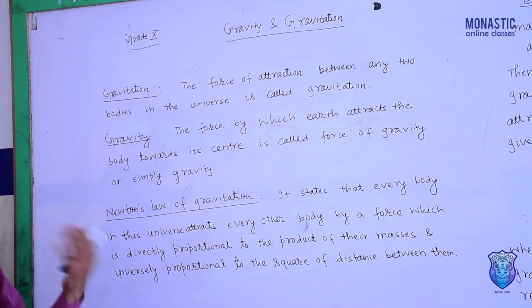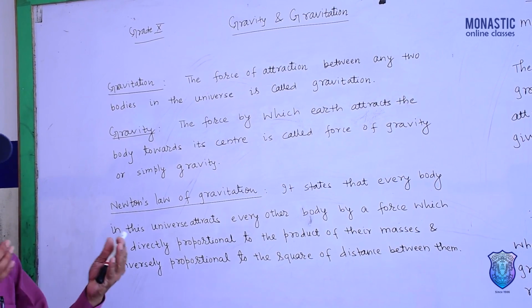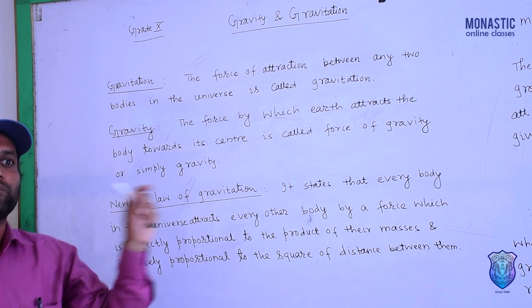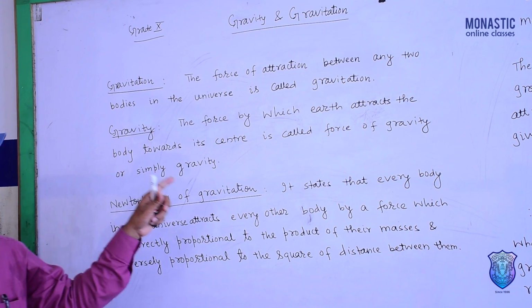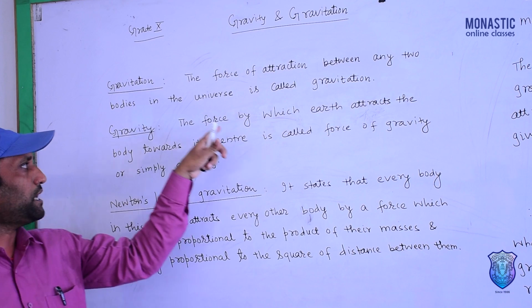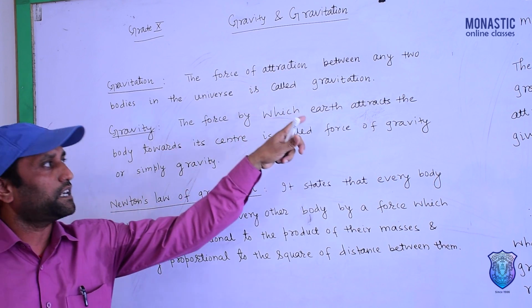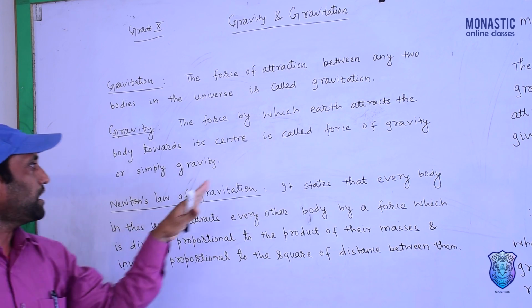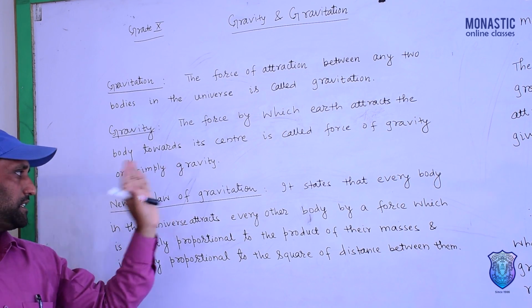But for the gravity of any planet, the force by which the planet attracts the body towards its center is known as the gravity of that planet. Here we are on the Earth, so we discuss the gravity of the Earth. That's why we say the force by which Earth attracts the body towards its center is called force of gravity, or simply we can say gravity.